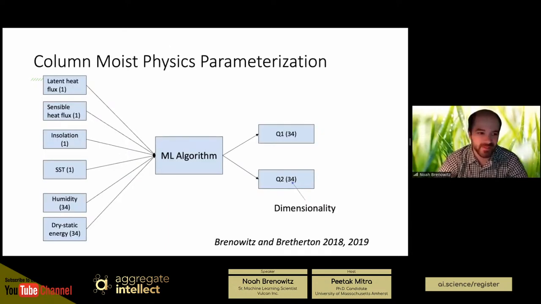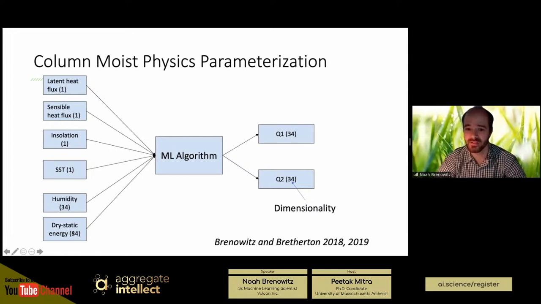So what are the inputs and outputs for a machine learning parameterization? On the left-hand side are humidity and dry static energy, which is a temperature-like variable, as well as some extra variables which we think are important, such as the sea surface temperature, the amount of sunlight coming in, the insolation, as well as the heat fluxes from the surface, from either the land or the ocean. These are scalar quantities here. They're basically fluxes into the bottom and top of the atmosphere. But humidity and dry static energy are vector quantities, with the number of vertical levels.